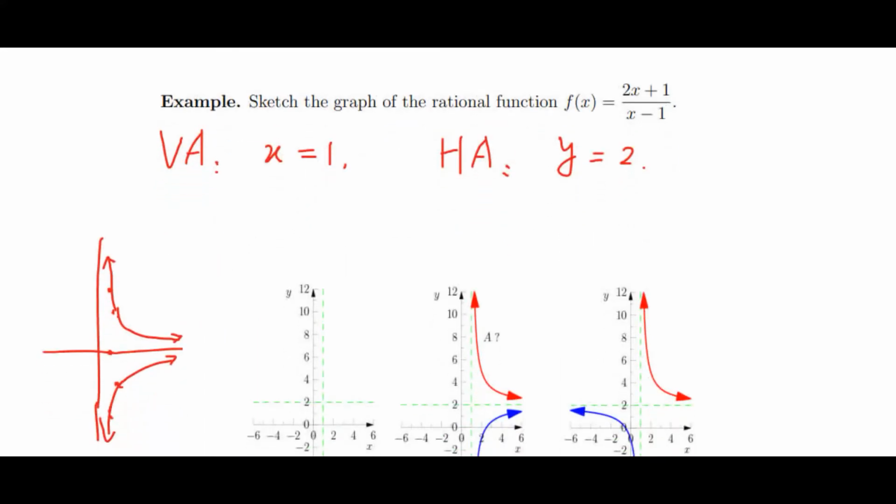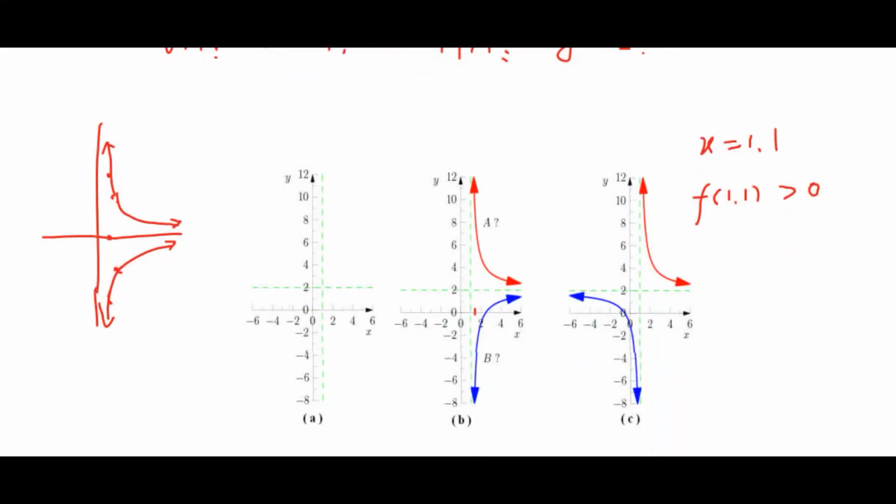So let's say x equals 1.1. Let's check here: if x equals 1.1, there's the function value. We find it is positive, right? So the function is positive. So the graph should be the red one, not the blue one.